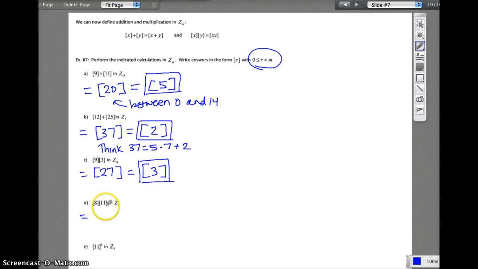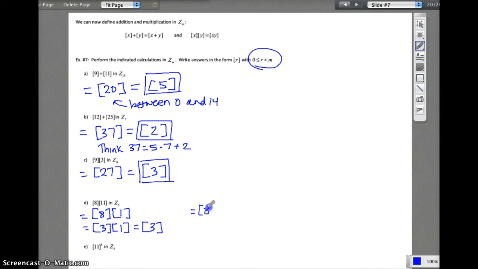We can go ahead and just multiply these. If it gets to be a large number, another option is to rewrite, for example, you could rewrite 11 in Z5 first. 11 divided by 5 leaves a remainder of 1. We could have done that with the 8 as well. 8 divided by 5 leaves a remainder of 3. So we could simplify first and then do our multiplication. We end up with 3.